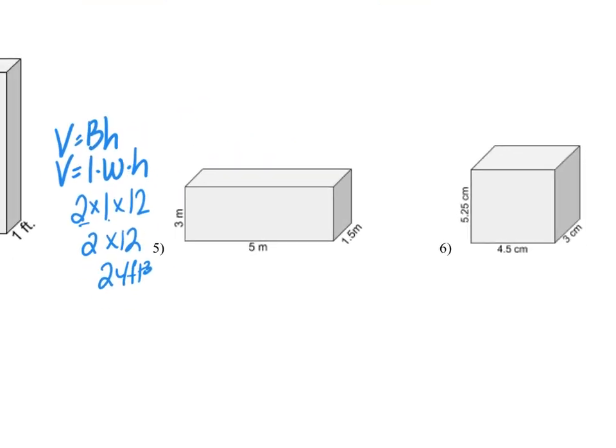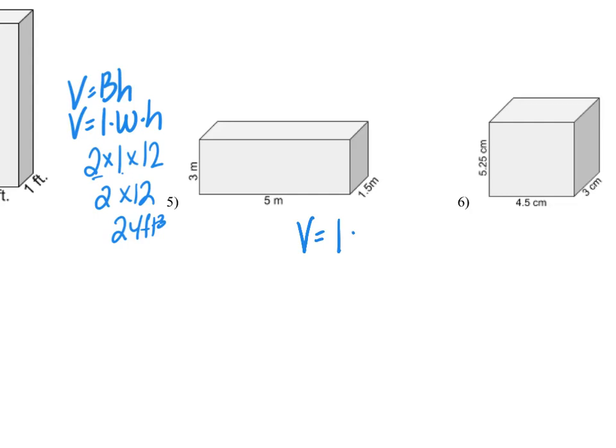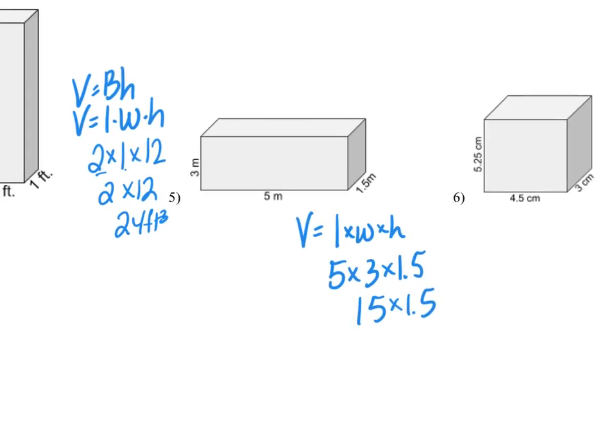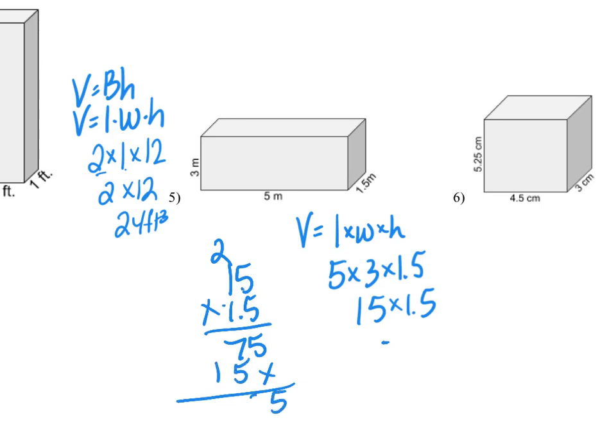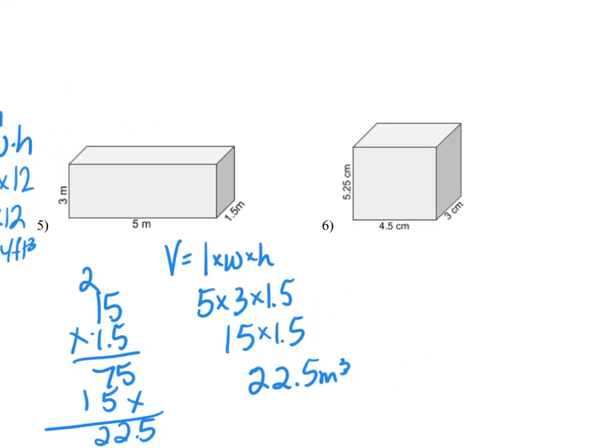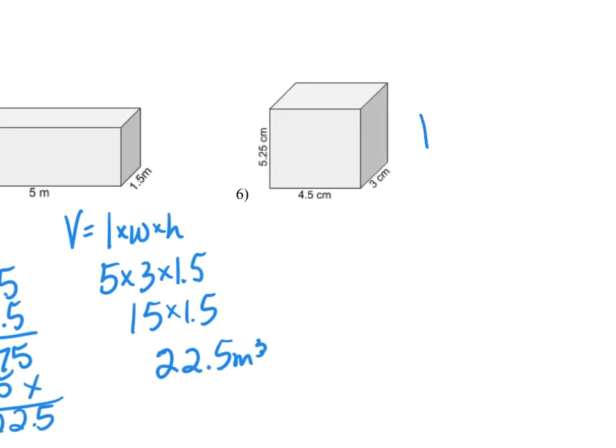Okay. Number 5. Length times width times height. We're going to go 5 times 3 times 1.5. So 15 times 1.5 is going to be 22.5. Okay, and then that's going to be meters cubed. And then our last one, try it on your own.